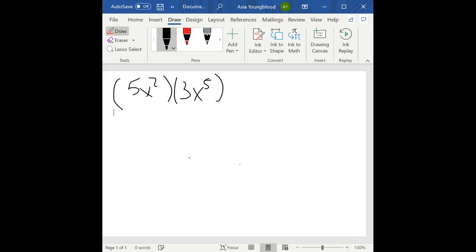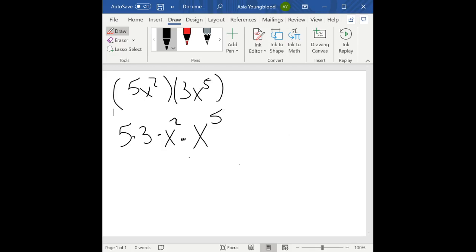So like I said, you want to rewrite this and combine them. So you can rewrite this as 5 times 3 times x squared times x to the fifth. So all we did was rewrite this: 5 times 3 times x squared times x to the fifth. We just brought the numbers together and the x's together.